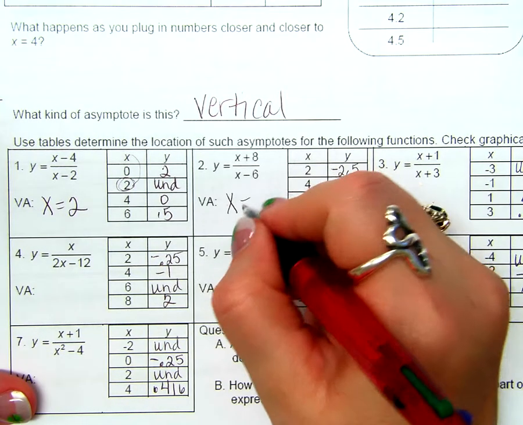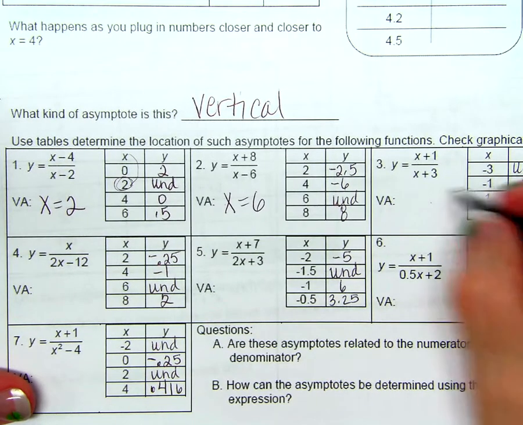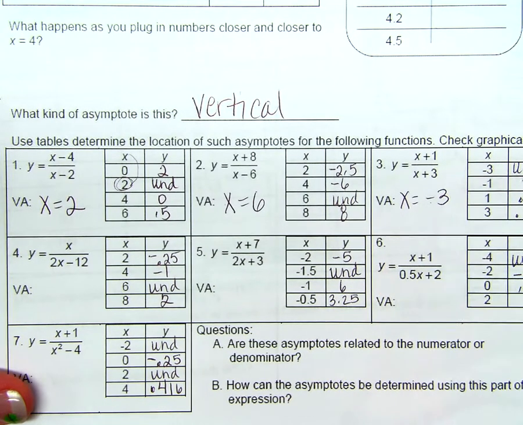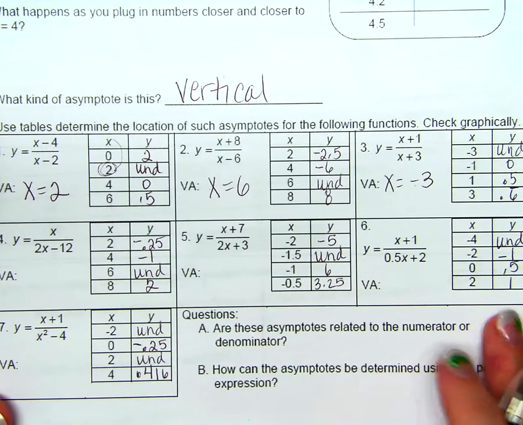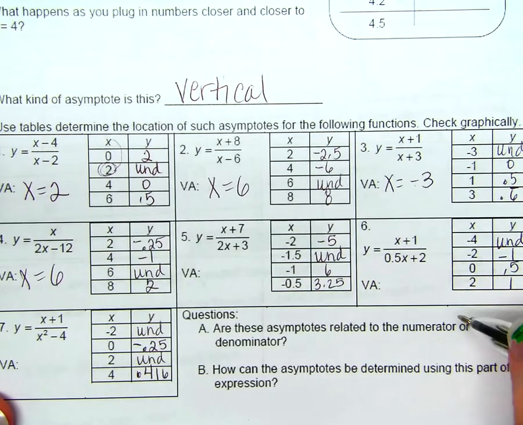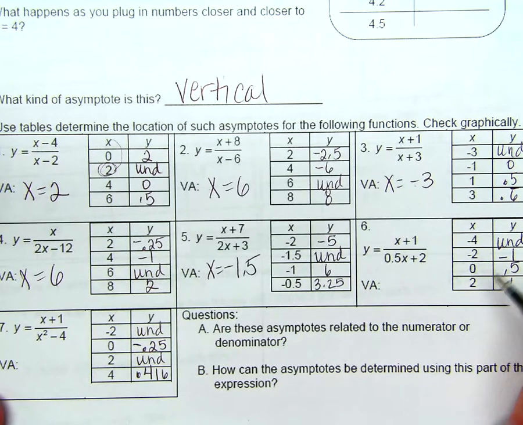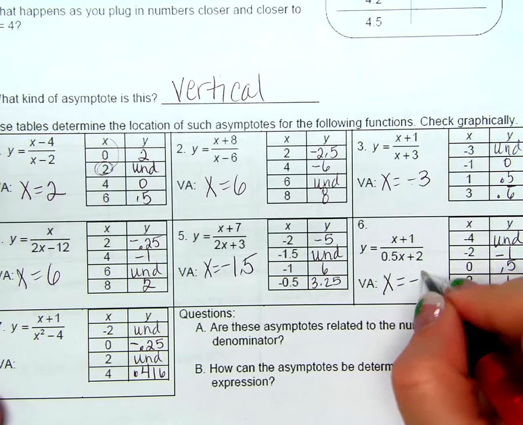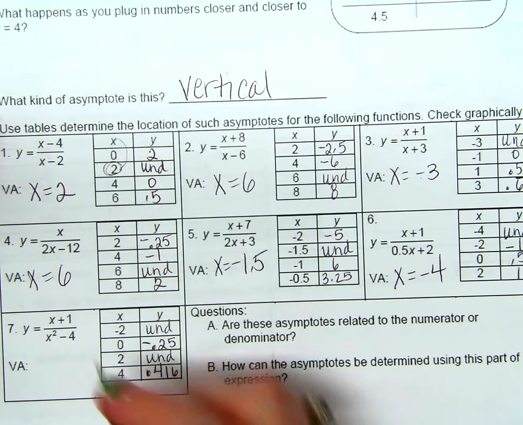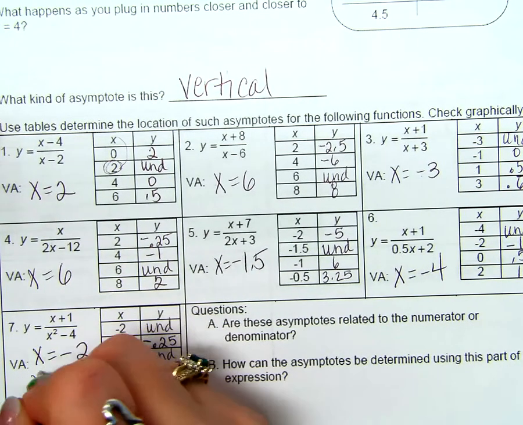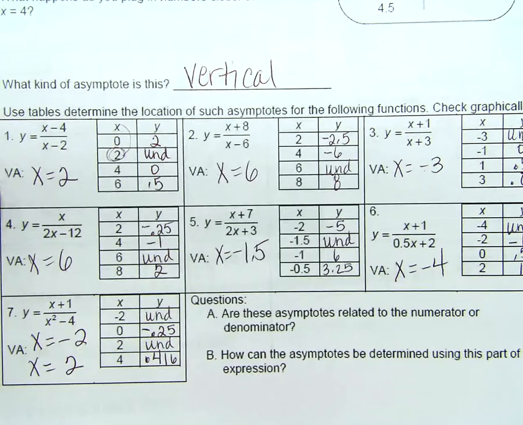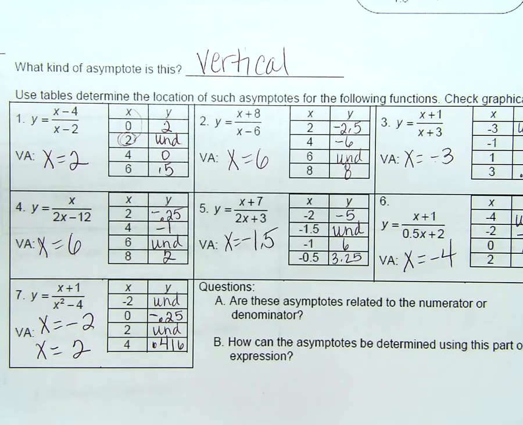X equals 6. What about 3? X equals negative 3. What about 4? X equals 6. 5. X equals negative 4. And 7. X equals negative 2 and x equals 2? Wait, we're allowed to have 2 of them? What about 3? Yes? What about 24? Can you have 24 asymptotes in one graph?